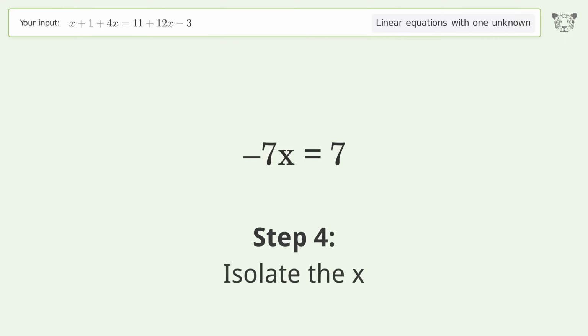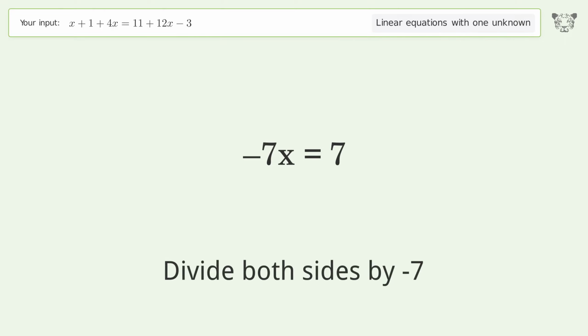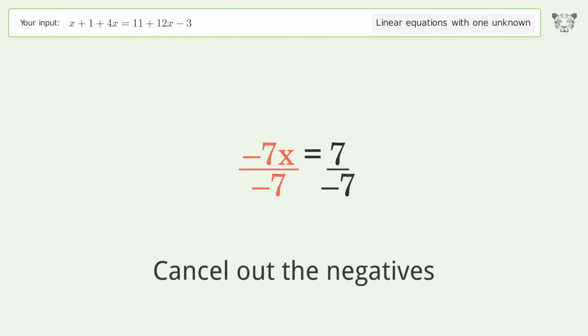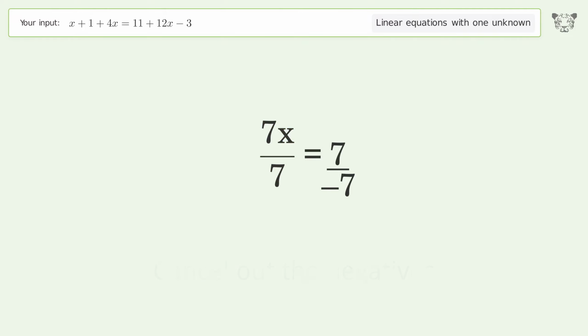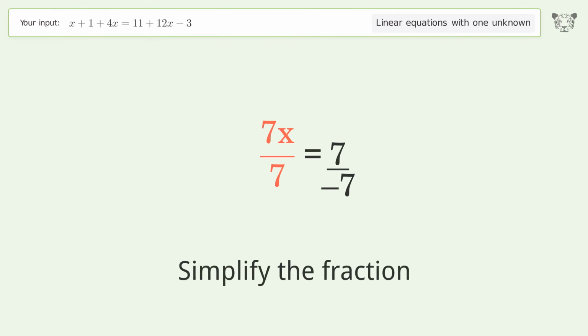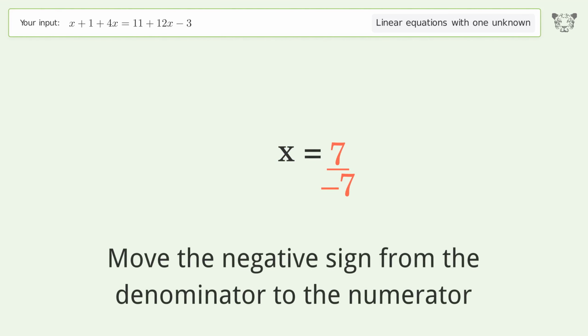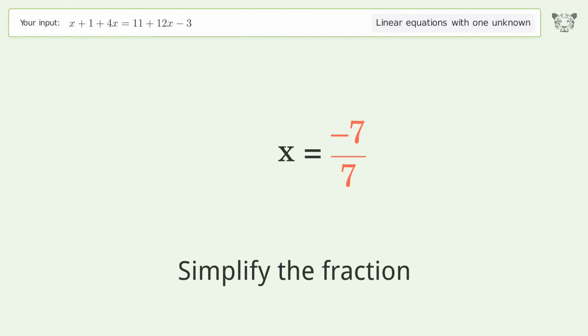Isolate the x. Divide both sides by -7. Cancel out the negatives. Simplify the fraction. Move the negative sign from the denominator to the numerator. Simplify the fraction.